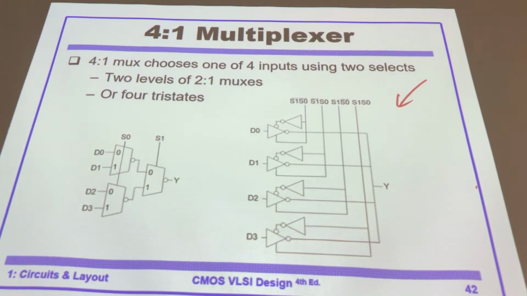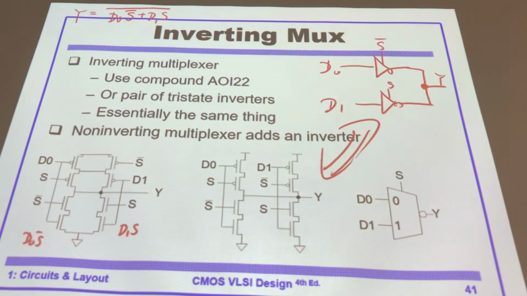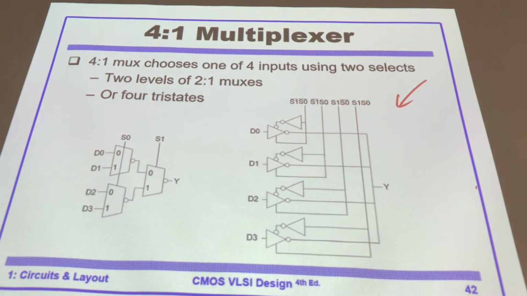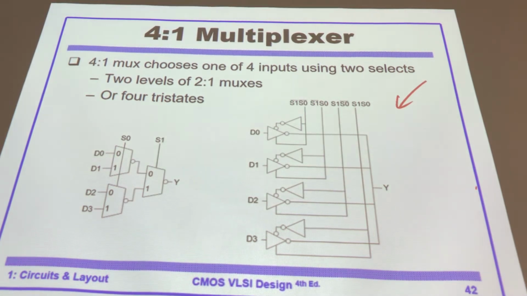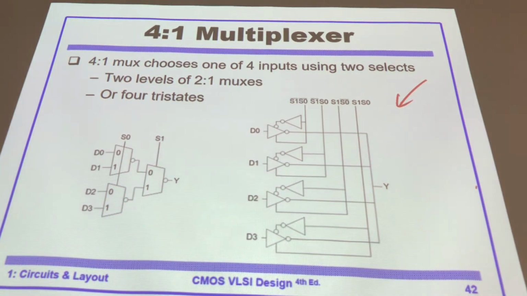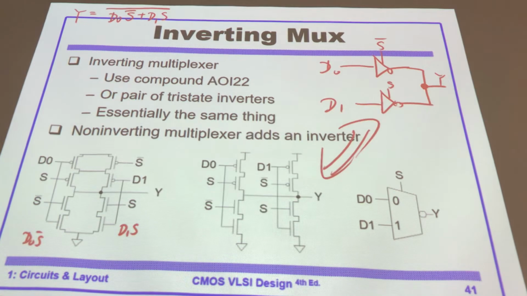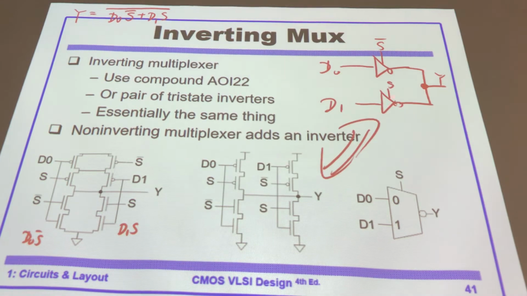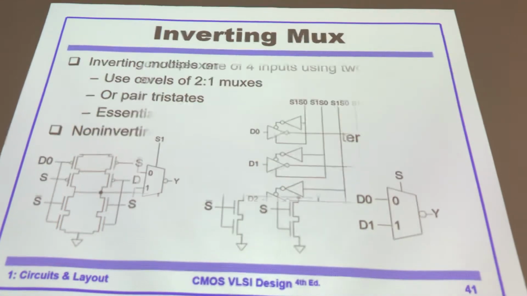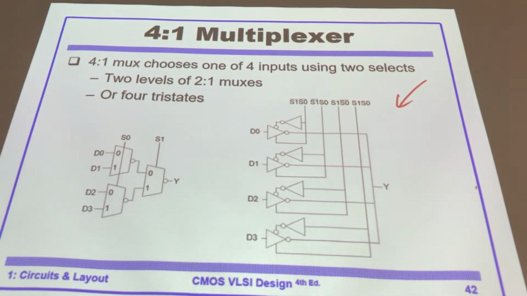If you use this to implement this circuit, how many tri-state inverters do you need? How many tri-state switches? Each multiplexer needs 2 tri-state switches, right? And there are 3, so totally 6 tri-state switches.